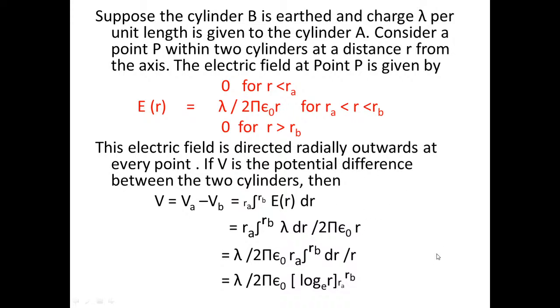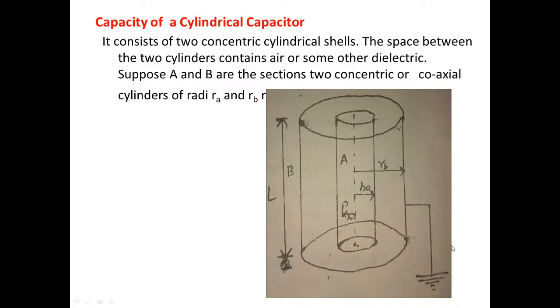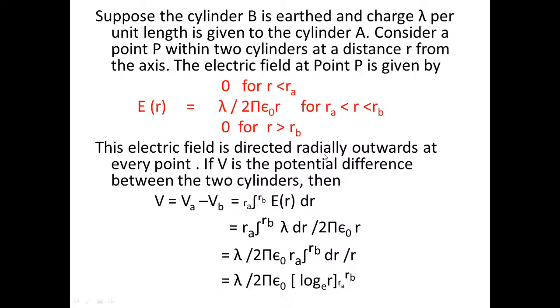If V is the potential difference between the two cylinders, then this V is equal to VA minus VB, that is potential due to the inner cylinder VA and potential due to the outer cylinder VB.